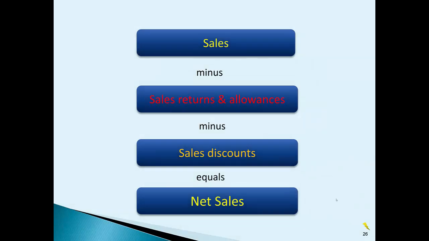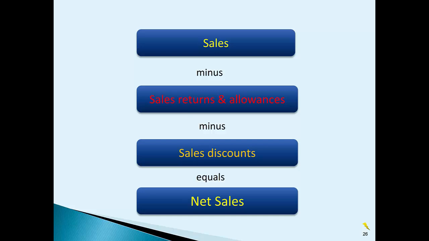Now let's look at how we calculate net sales. Net sales is simply you take all your sales. Remember, this is also known as sales revenue. You subtract your sales returns and allowance, and you subtract your sales discounts. So we're subtracting these two contra revenue accounts. So we have our revenue account minus the two contra revenue accounts gives us net sales.